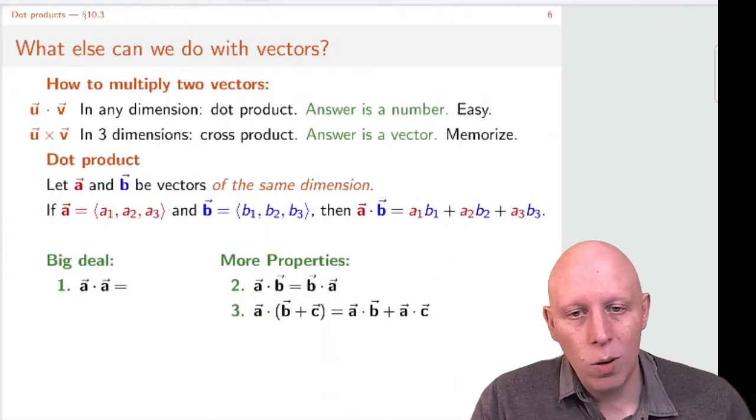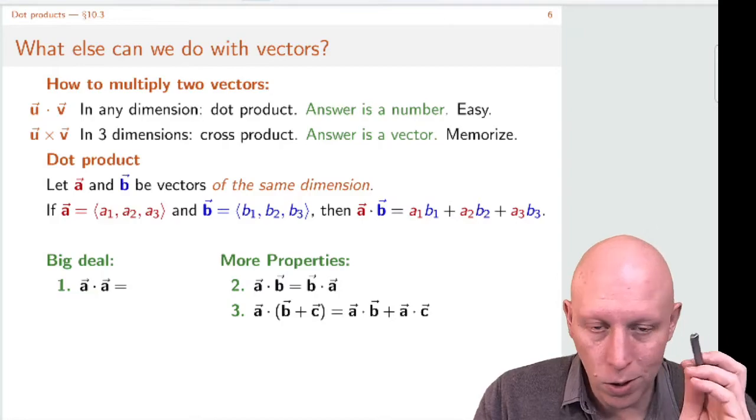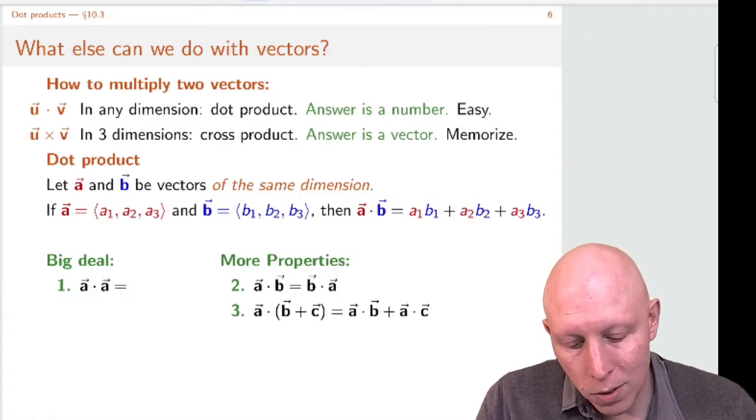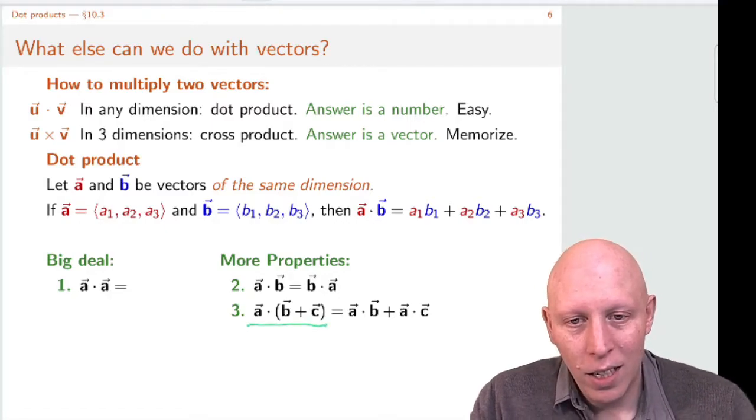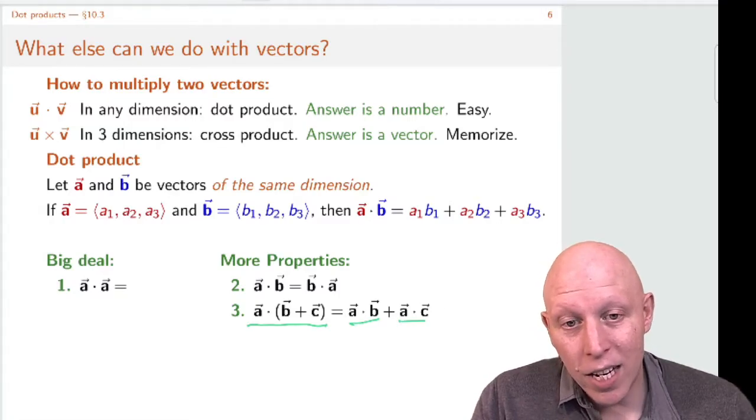All right, so I'll give you some more properties. You can check in the safety of your own home that each of these properties works. There's a distributive law. You take A dot (B plus C). Instead, you could do A dot B, and A dot C, and add them together.